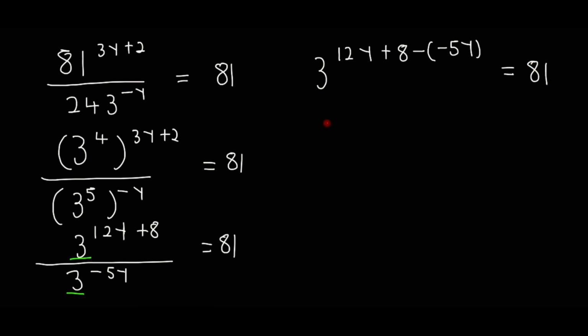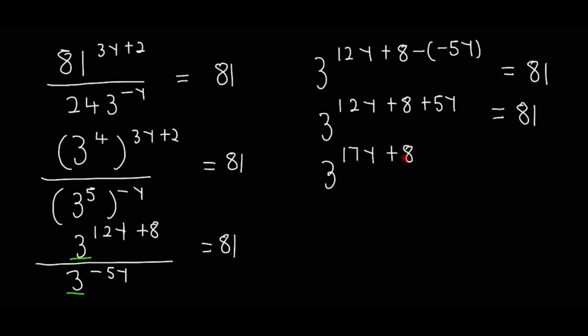And then from there we have 3 to the power 12y, and then plus 8, and then plus 5y, because it is minus and minus. And then from there we add the like terms. We have 3 to the power 12y plus 5y are like terms. So 12 plus 5 is 17, so we have 17y plus 8 is equals to 81.